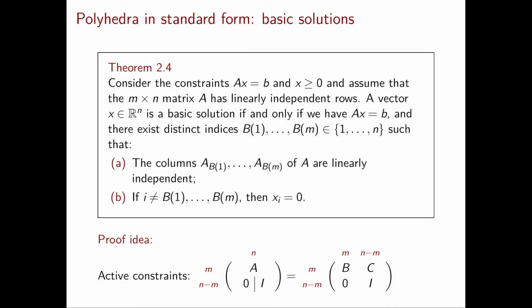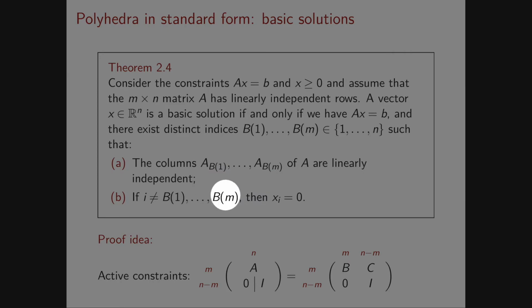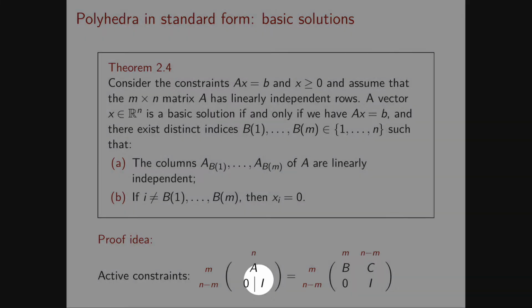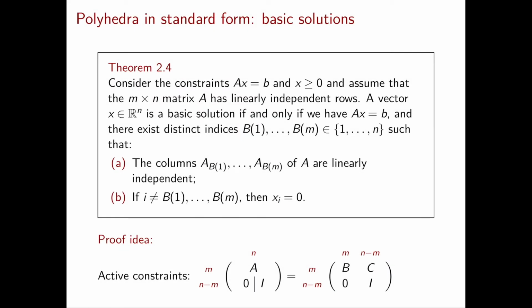So the argument I gave you is just a proof sketch of this theorem, and in particular I made the assumption that B1 until Bm are exactly the indices 1 until m, which on the one hand allowed me to give a very clean argument, but on the other hand it's not entirely clear why I can do that. So I encourage you to write down a complete proof of this theorem, and this consists in expanding the argument that I've given you. So overall, theorem 2.4 gives us this equivalent definition of basic solution for standard form polyhedra.